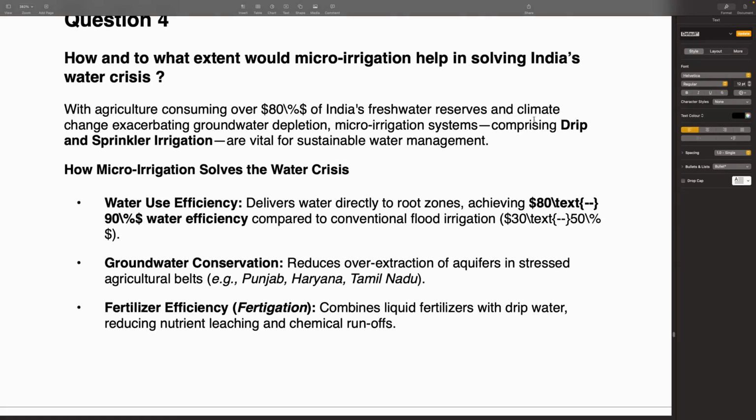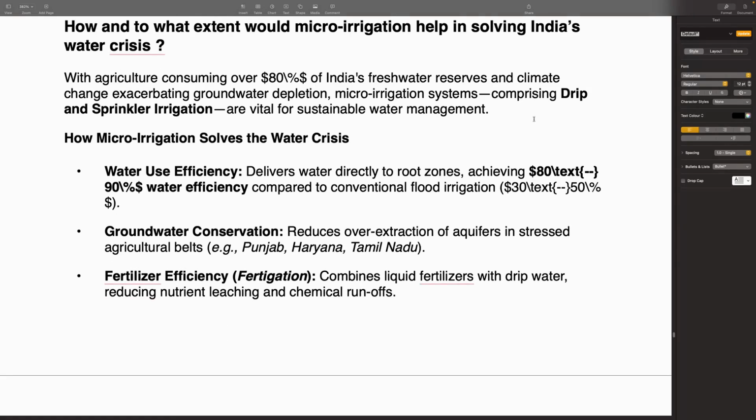Question 4. How and to what extent would micro irrigation help in solving India's water crisis? With agriculture consuming over 80% of India's freshwater reserves and climate change exacerbating groundwater depletion, micro irrigation systems comprising drip and sprinkler irrigation are vital for sustainable water management.